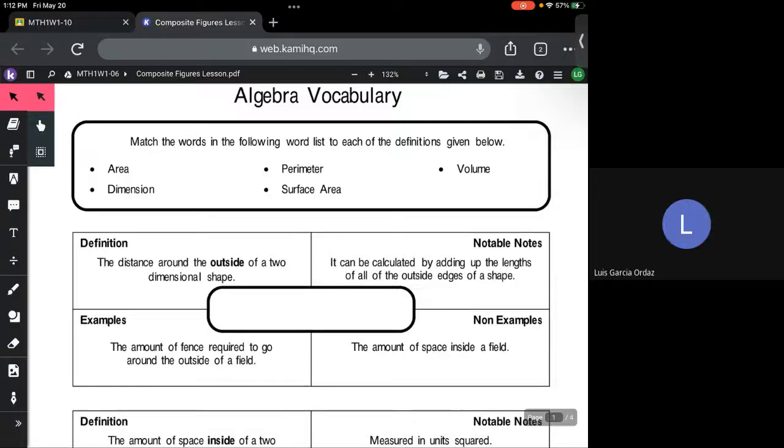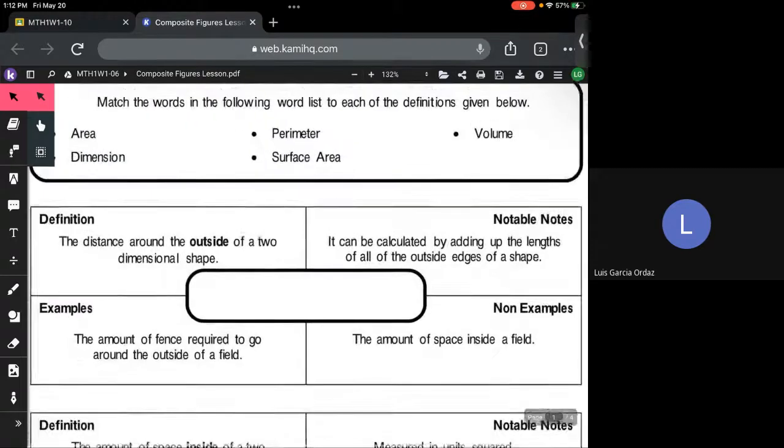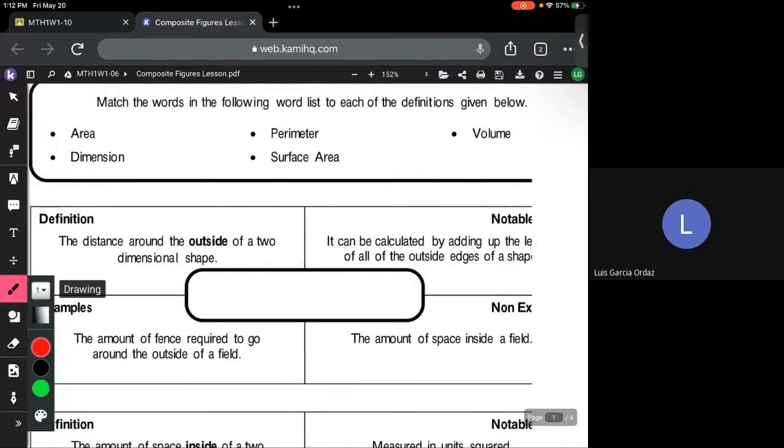Okay, so we're going to start off with a couple of definitions. So we have area, perimeter, dimension, surface area, and volume. So the first term, its definition is the distance around the outside of a two-dimensional shape. What is that right off the bat? The perimeter. Yeah, the perimeter.